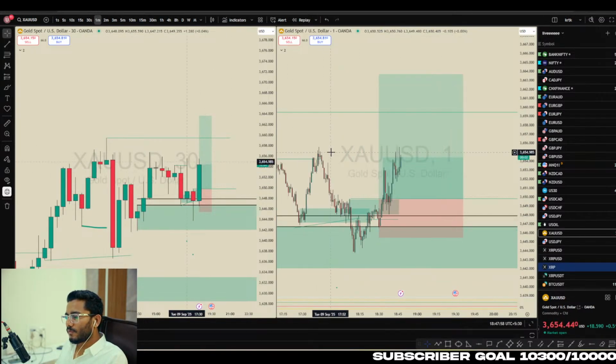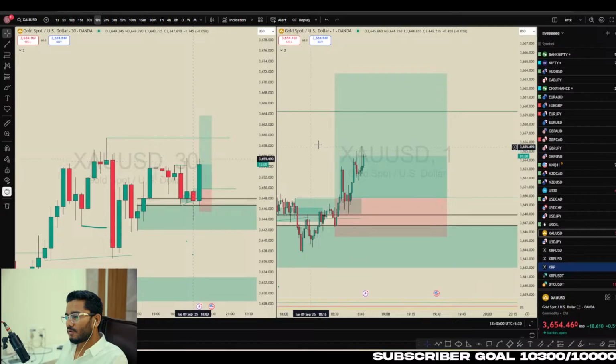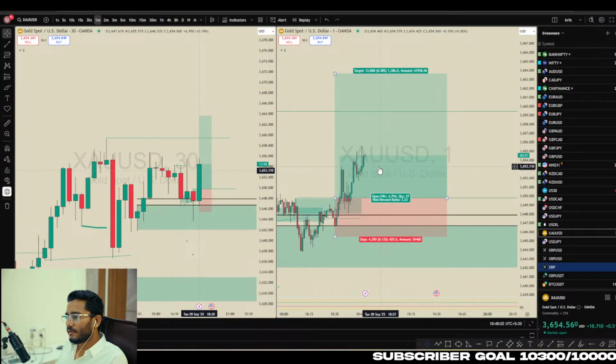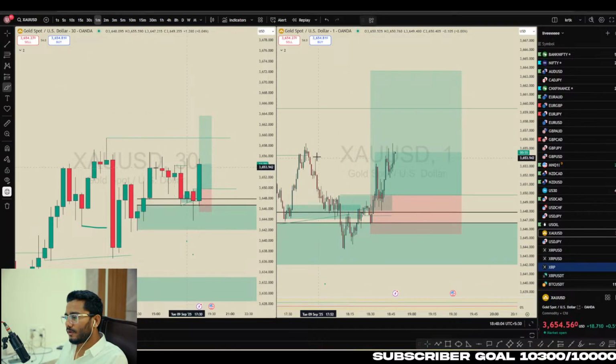It's reacting from this left side's order block, but I think it should continue upside. It's sweeping this liquidity, but it will break and continue. Don't worry, hold your entry.